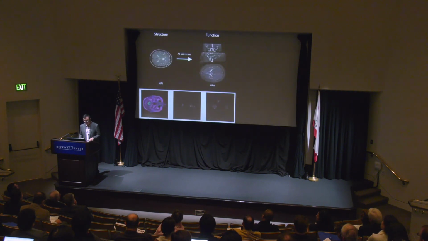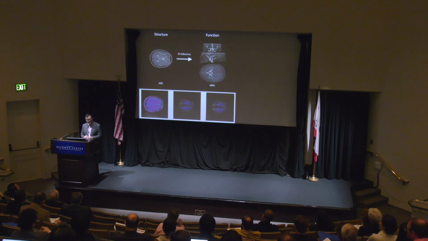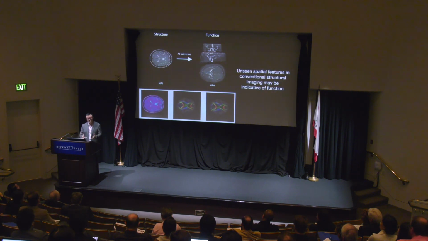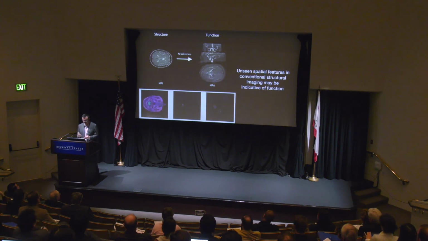We've taken this a step further, and we actually applied it outside of ophthalmology to neuroimaging. We looked at being able to predict things like MRA from MRI, and DTI from MRI. And the underlying sort of hypothesis that drives us today is that there are sort of unseen spatial features that are present in conventional imaging that may be indicative of function.